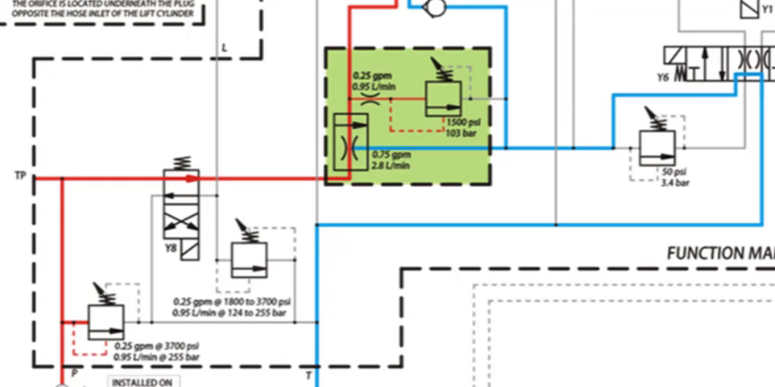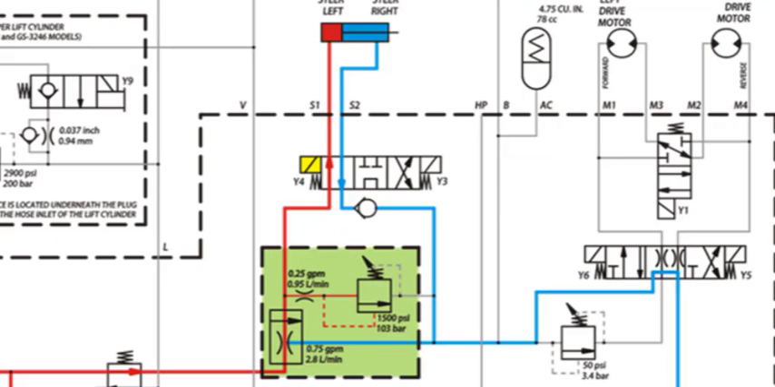In this case, static steer is selected, so the excess flow passes through the open port in the center of the drive function directional valve, and back to the reservoir. Solenoid Y3 or Y4 are energized when steer right or left are selected.